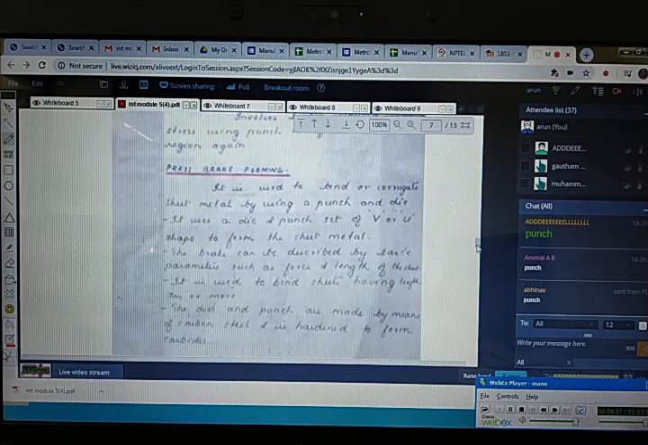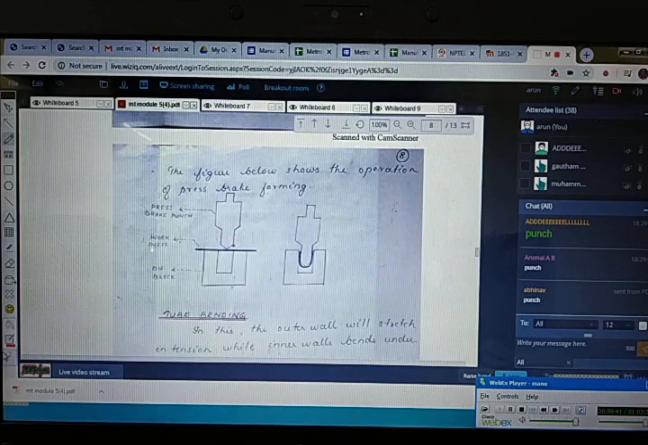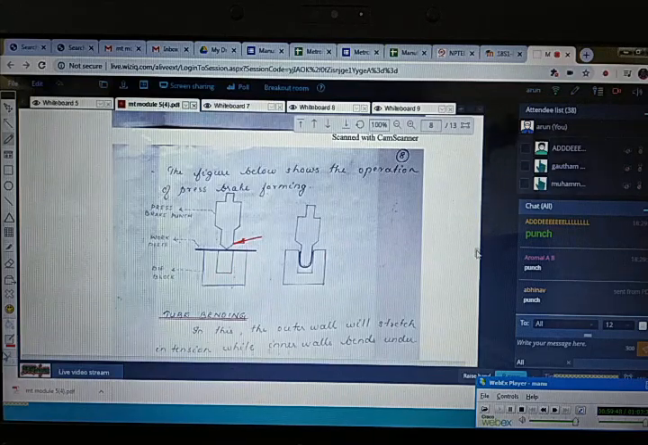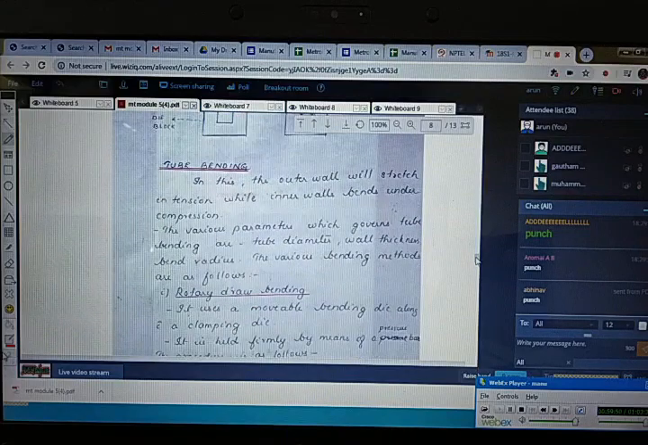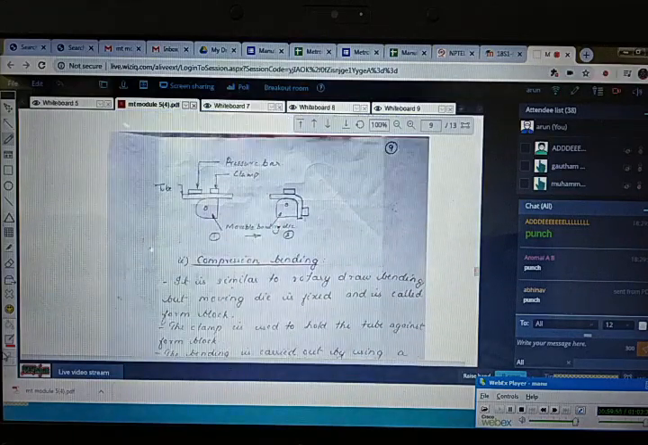Next is the press brake forming. You can see that V-shaped dies, or V or U-shaped dies, and punch are used there for corrugating the sheet. Then the tube bending. Yes, you can see the different types of tube bending processes. That is a rotary die. Here you can see the movable die, which rotates to form the shape.